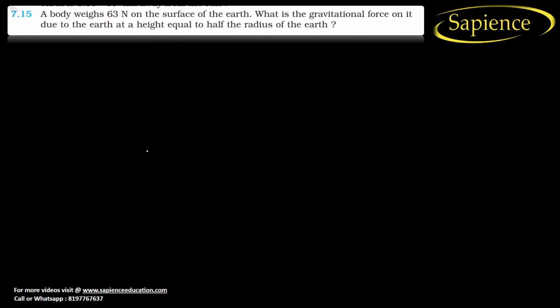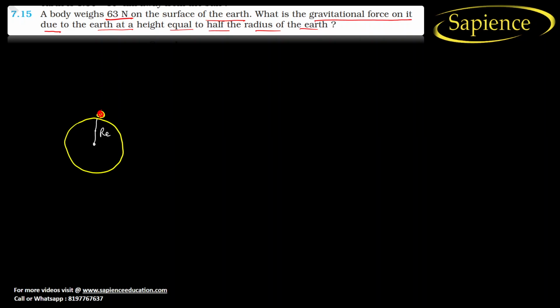Now this is an interesting question. Here we are asked: a body weighs 63 Newton on the surface of the Earth. What is the gravitational force on it due to the Earth at a height equal to half of the radius of the Earth? So in this case you need to understand that earlier, let us consider this is your Earth. Earlier, the object is at this point, and this object's distance from the center of the Earth is RE.